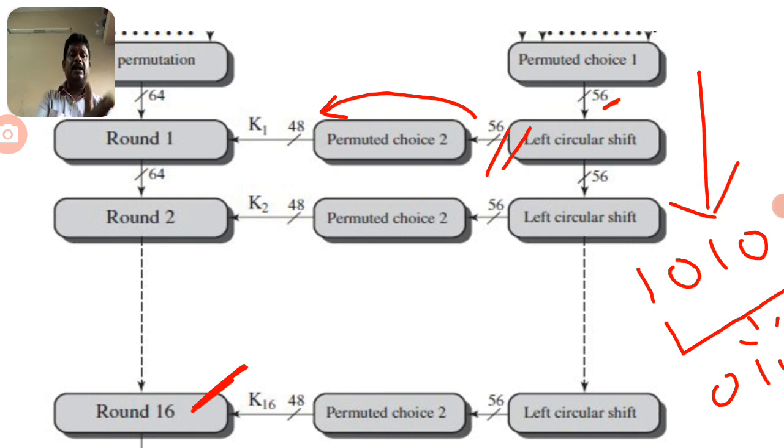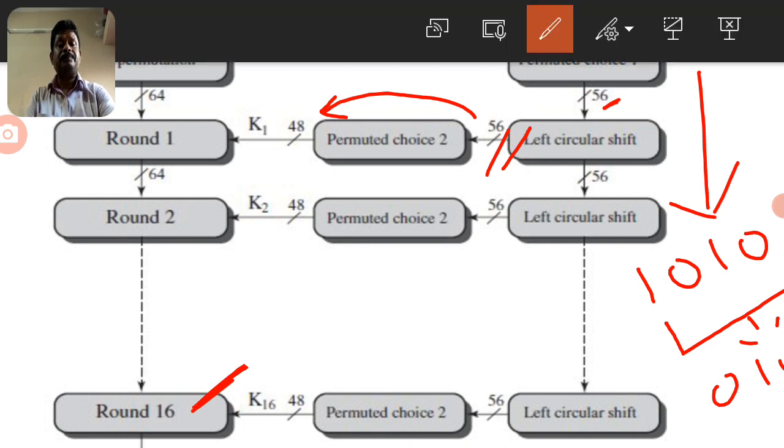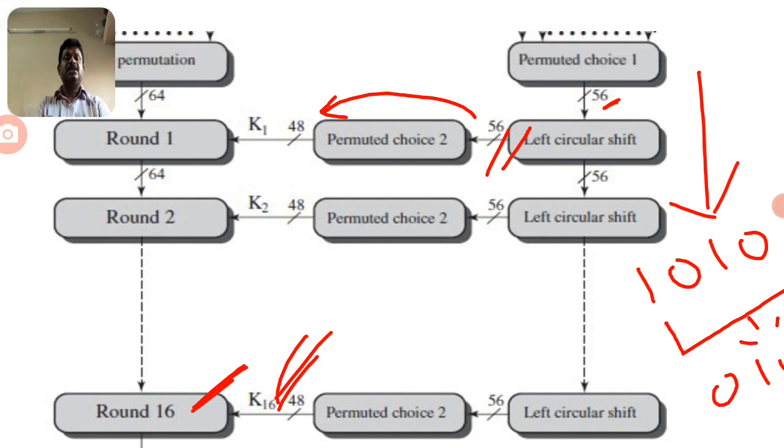Now we will observe in the key generation how the number of keys are derived here. So how many rounds are there? There are 16 rounds. So automatically each round takes one key separately. So that's why we define 16 keys here. You can observe clearly, up to 16 keys are derived here. So the 16 keys are derived in this manner.